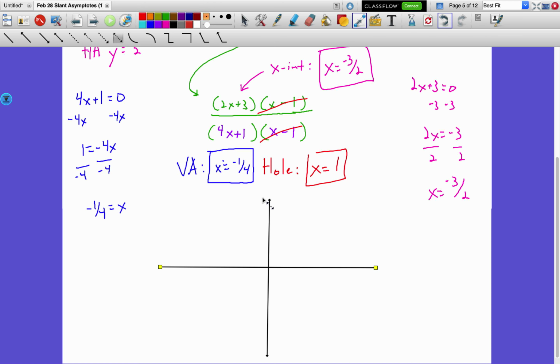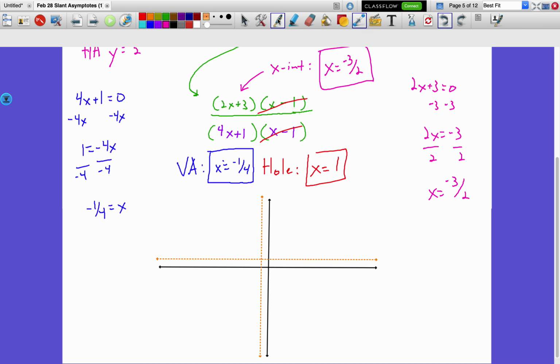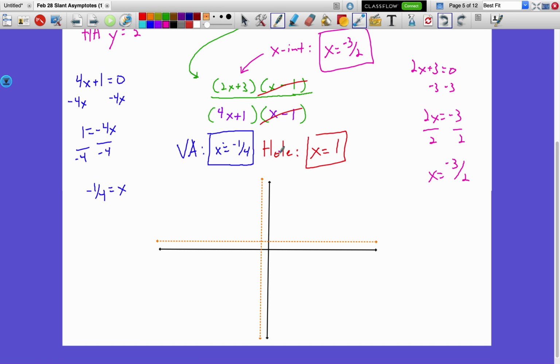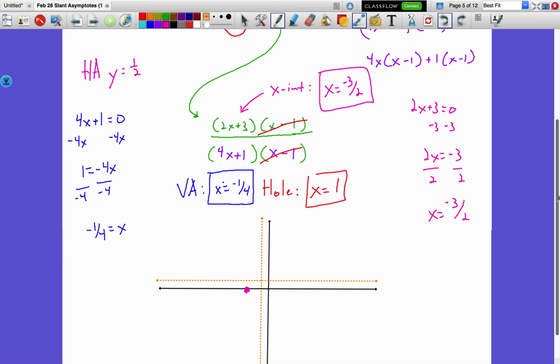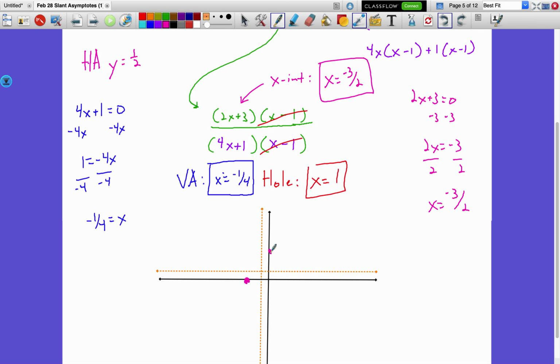X equals negative 1/4 will be very close to that y-axis, and y equals 1/2, just above that x-axis. So those are kind of our guiding lines. They're not part of the actual function itself. Now let's add in our intercepts, the x-intercept at -3/2, so we're going to cross the x-axis somewhere over here. And our y-intercept was 3, so we'll cross somewhere up here for that y-intercept.